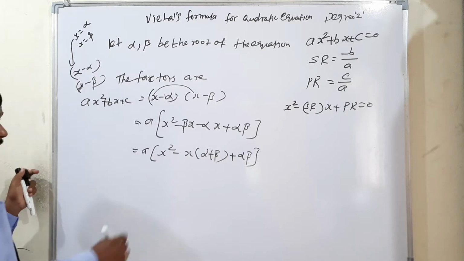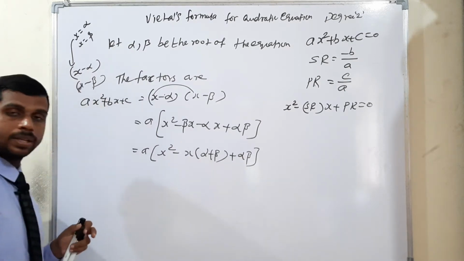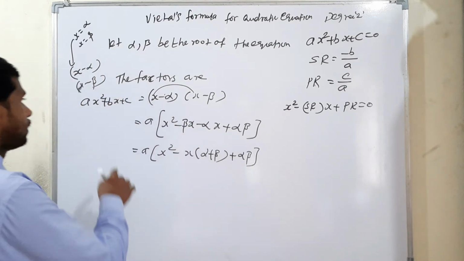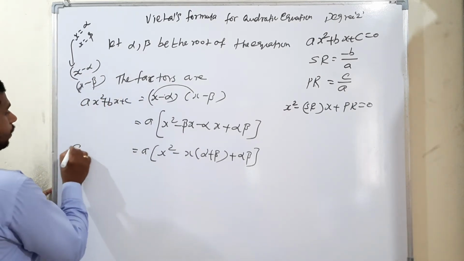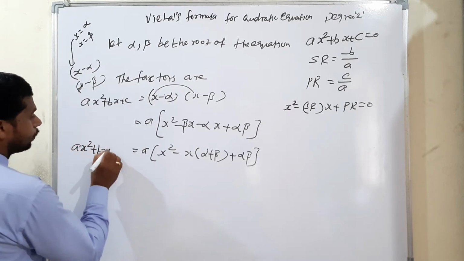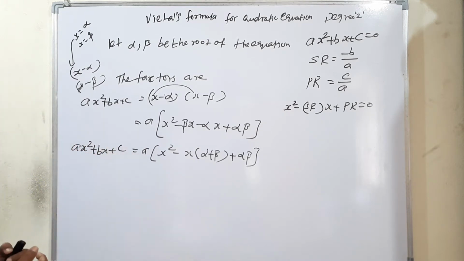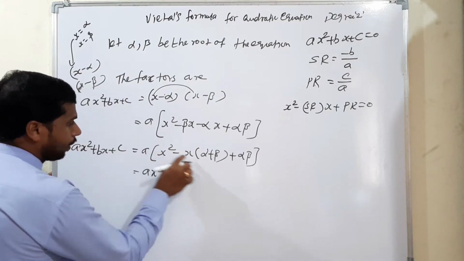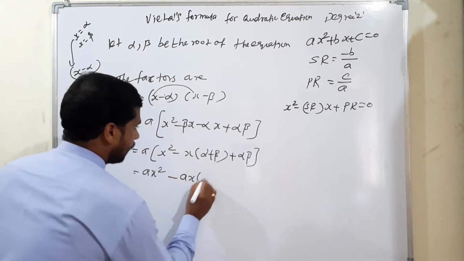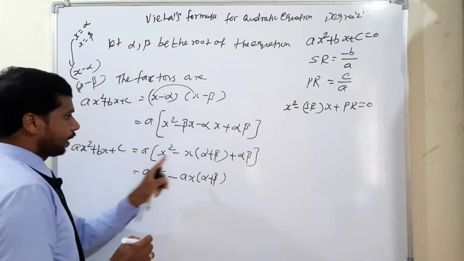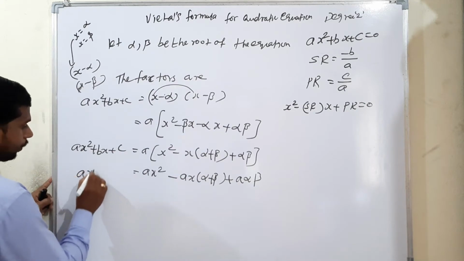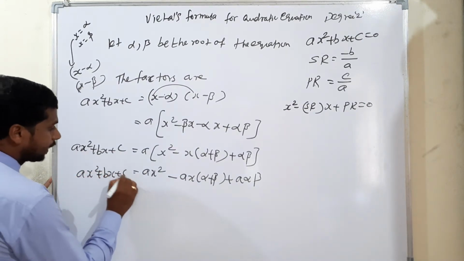Now we can say alpha plus beta means the sum of the roots, and alpha beta is the product of the roots. This will be equal to ax square plus bx plus c is equal to 0, isn't it? So now, first we have to remove the bracket: a into x square, again minus ax into alpha plus beta, last term plus a alpha beta. This will be equal to ax square plus bx plus c.